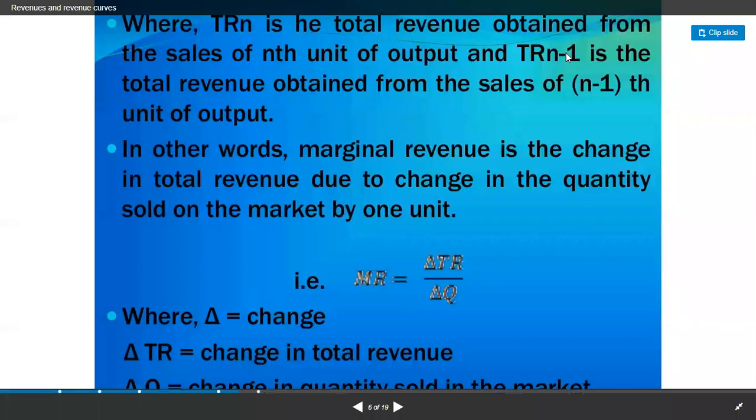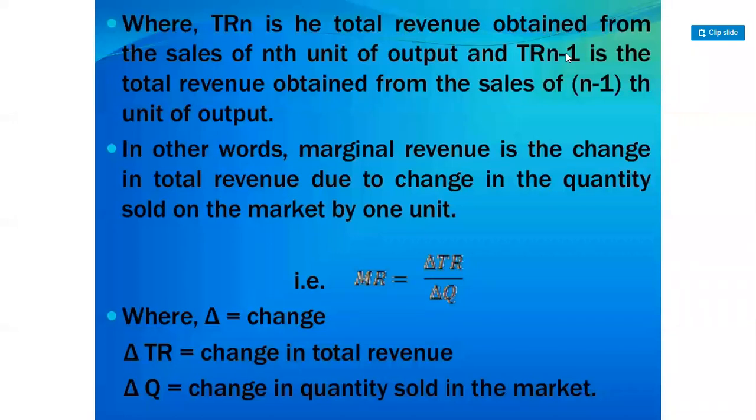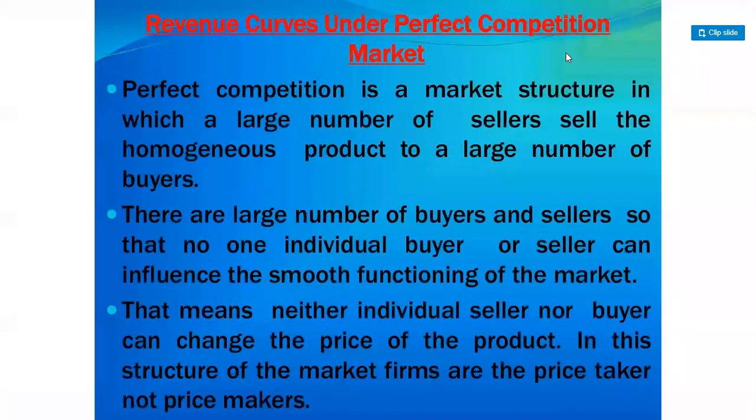In other words, marginal revenue is the change in total revenue due to a change in the quantity sold in the market by one unit. So here delta means change: delta TR is the change in total revenue, and delta Q is the change in the quantity sold in the market. Now we will discuss the curves. That is very important in this chapter. That is the main thing given here, in the different market conditions.